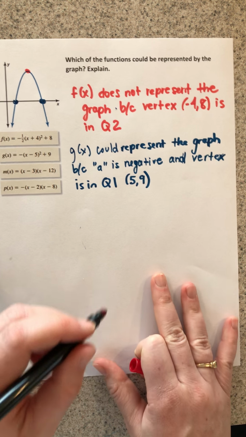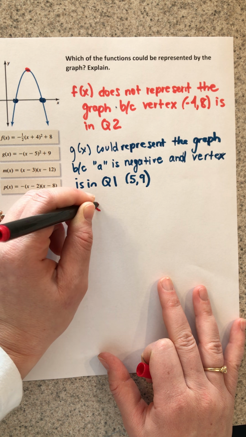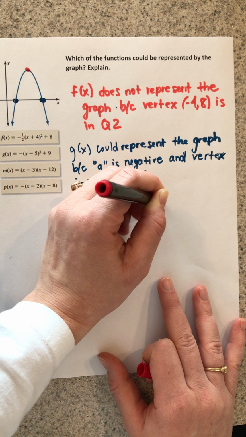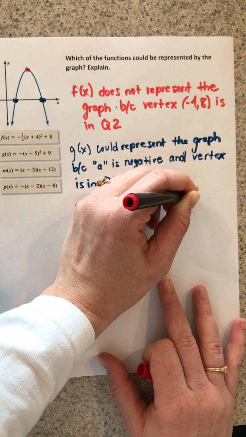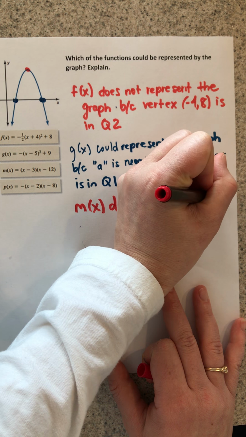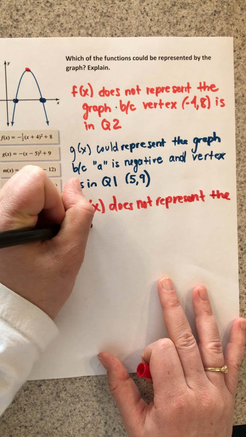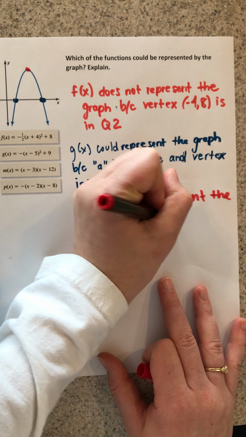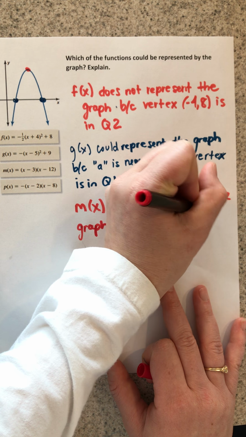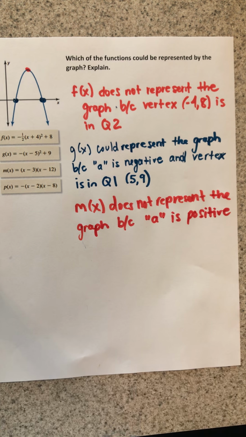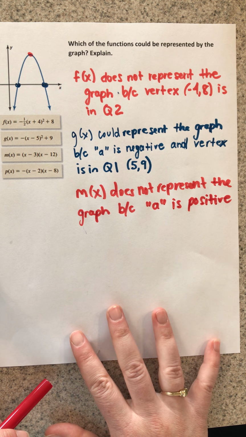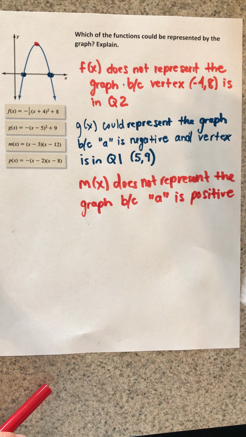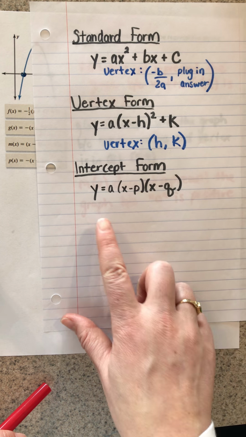So I would write m of x does not represent the graph. And the reason would be because a is positive. Okay, option number 4, p of x. p of x is also written in intercept form, the last choice here.